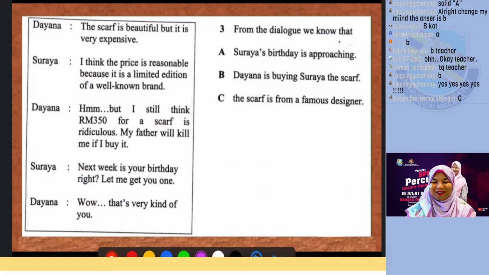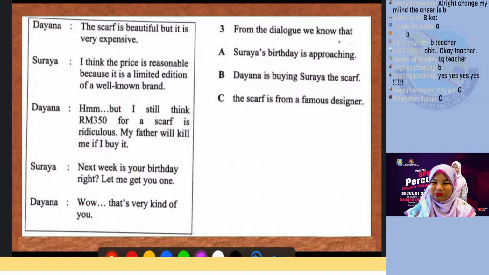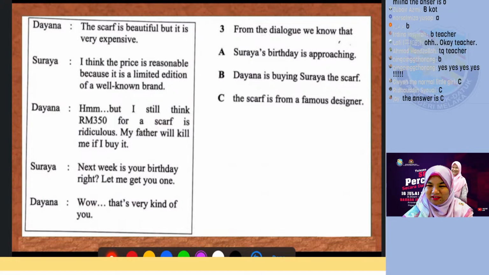Now let's see the question. B, B. What is yes, Ching? Gwen, C. Is there anyone who would like to contribute an answer? Ridauddin Shauki, C. The answer is C.